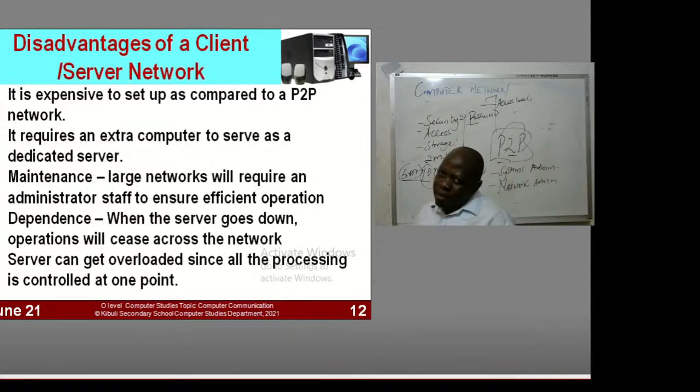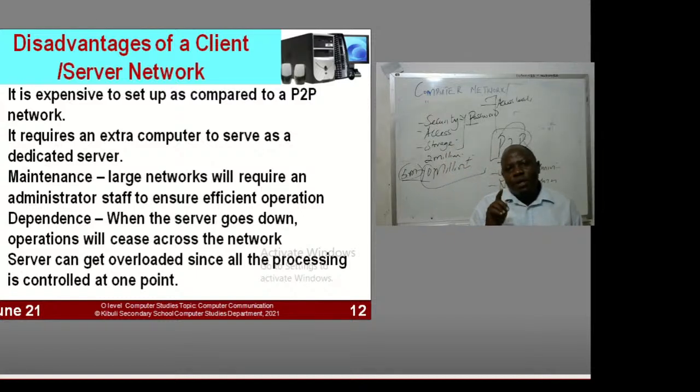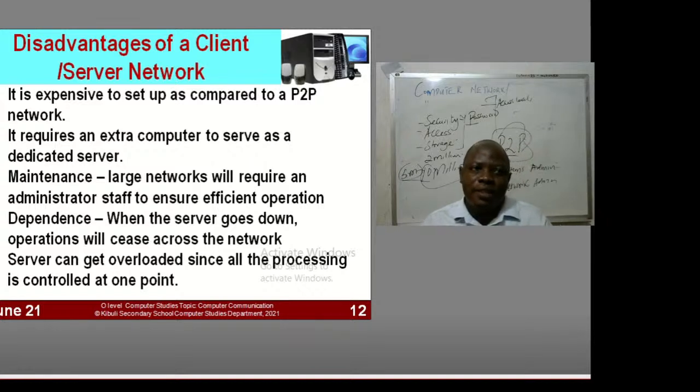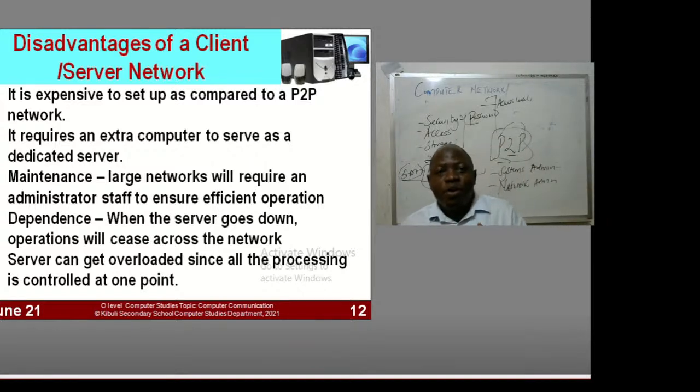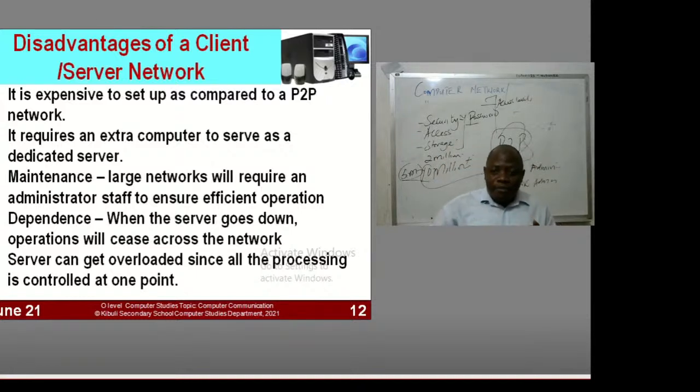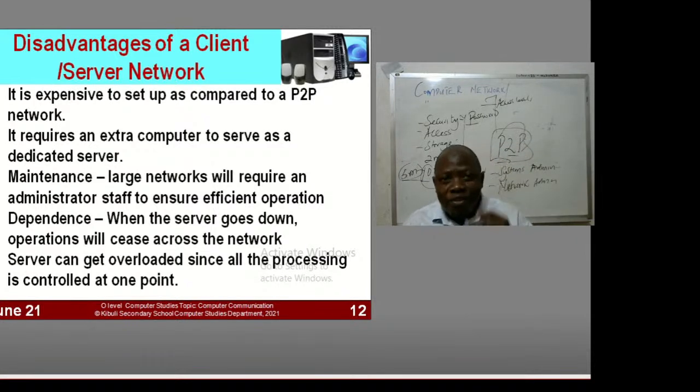Then servers can get overloaded since all the processing is controlled at one point. I'm taking you to URA. Many of you are young and have not gone for those services, but you are going to go in for them. Why? Because you are going off senior 4, you need a passport. Many of you will need passports. You'll have to apply for passports. You'll need driving permits.